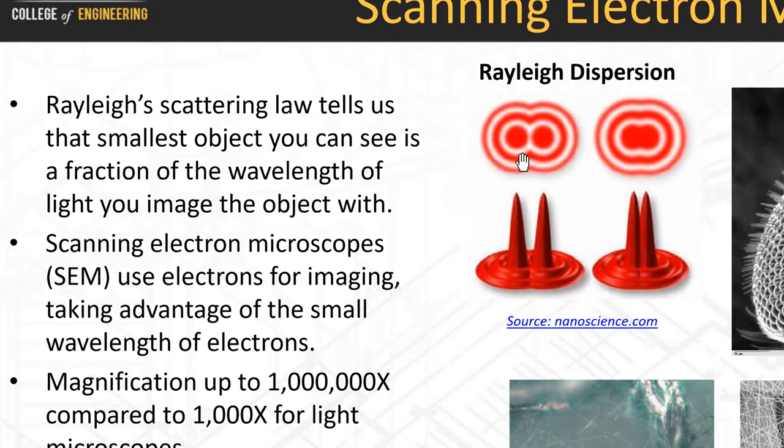How do we image? We usually bounce waves off something, right? When I'm looking at my hand here, visible light is bouncing off my hand and entering my eyeball. So when we're imaging, we're looking at waves bouncing off objects and then coming to a detector. In this case, my eyeball is a detector. Rayleigh's scattering law tells us that the smallest object that you can see with a certain wavelength of the wave that you're imaging with is just a fraction of the wavelength.